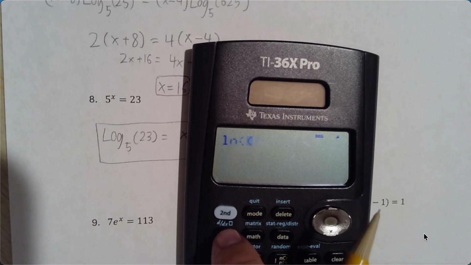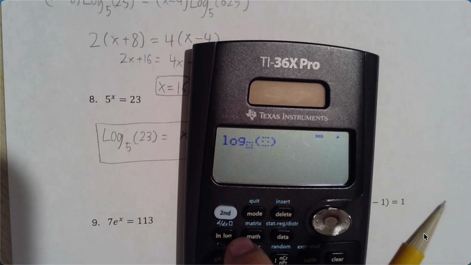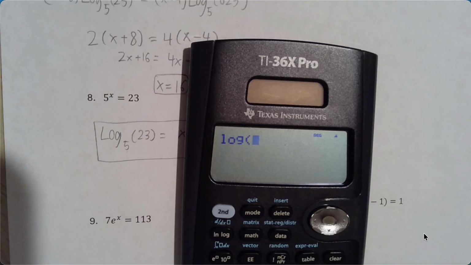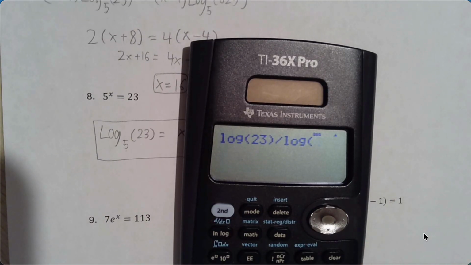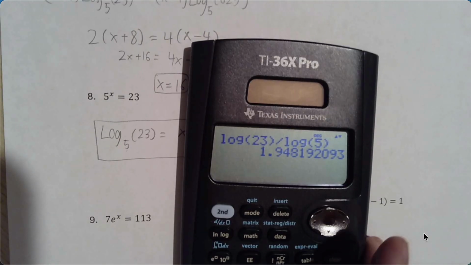Again, don't forget that if you don't have that little subscript, these logs are really just 23 divided by, and we get 1.948. Great.